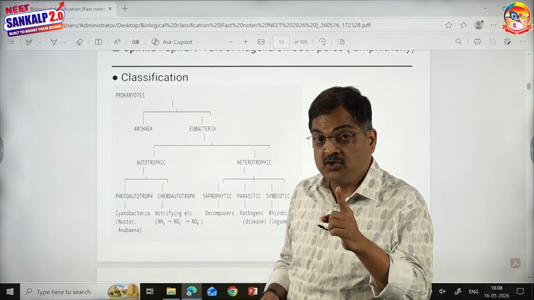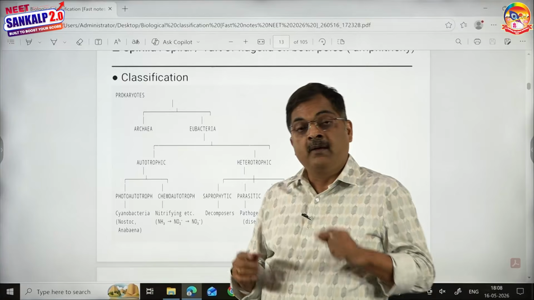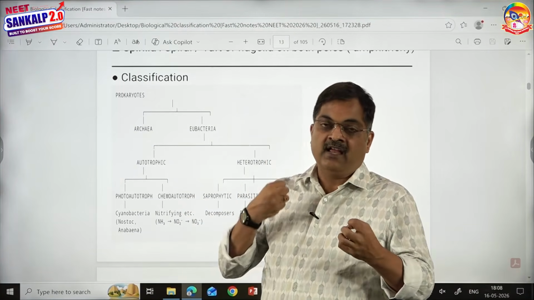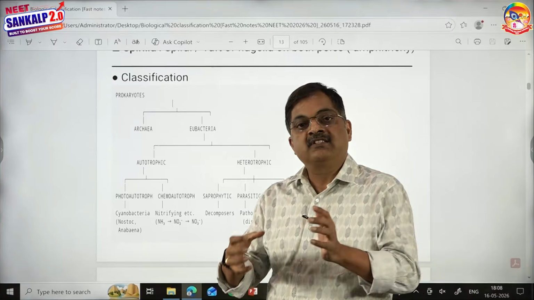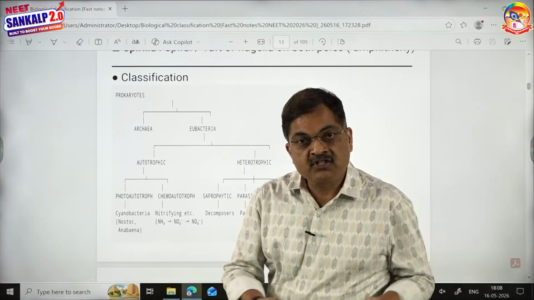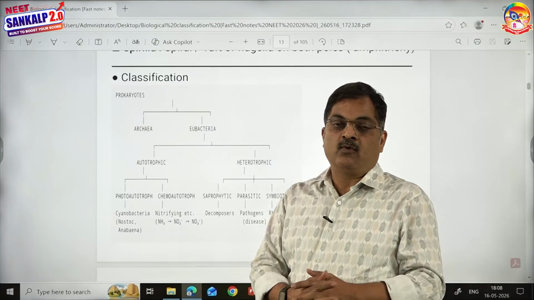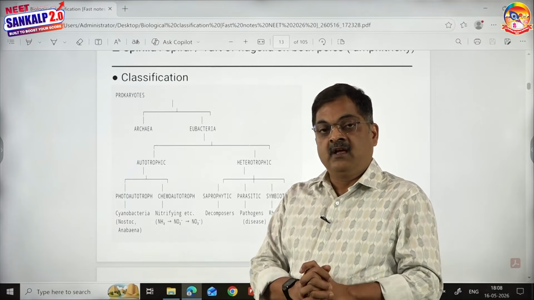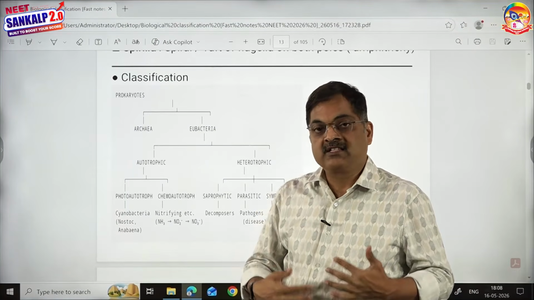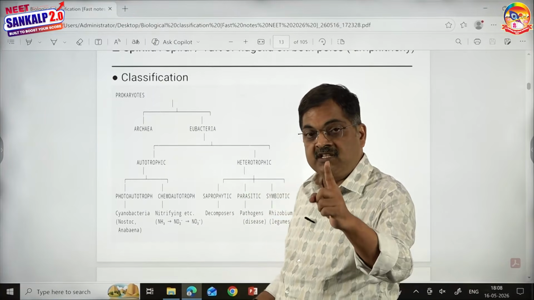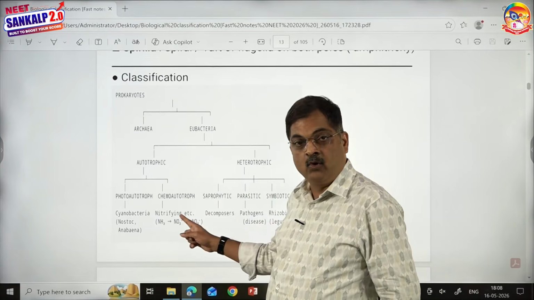Question is, do they show photosynthesis? No. But why do you say autotroph? Because they take atmospheric carbon dioxide and combine with water in the presence of energy liberated during oxidation of all these inorganic compounds to form glucose. That is the reason why you call them autotrophs. Chemo, because inorganic chemicals get oxidized. Remember this. They help in recycling of minerals. So this is very important, chemoautotrophs.